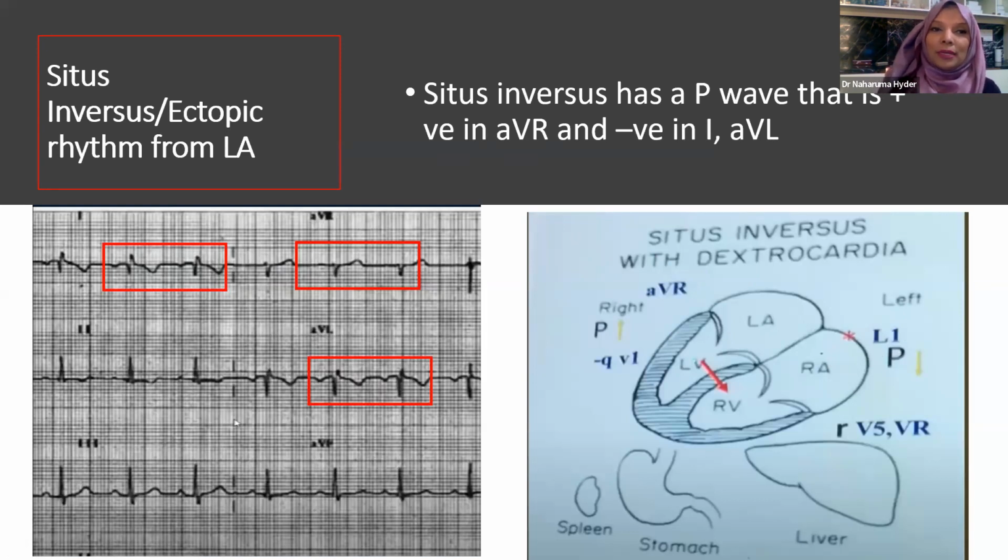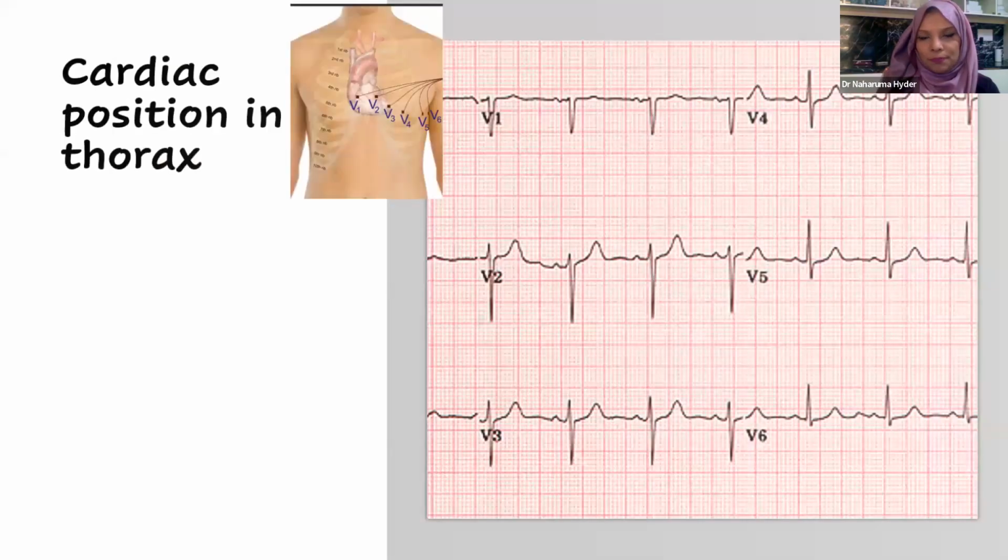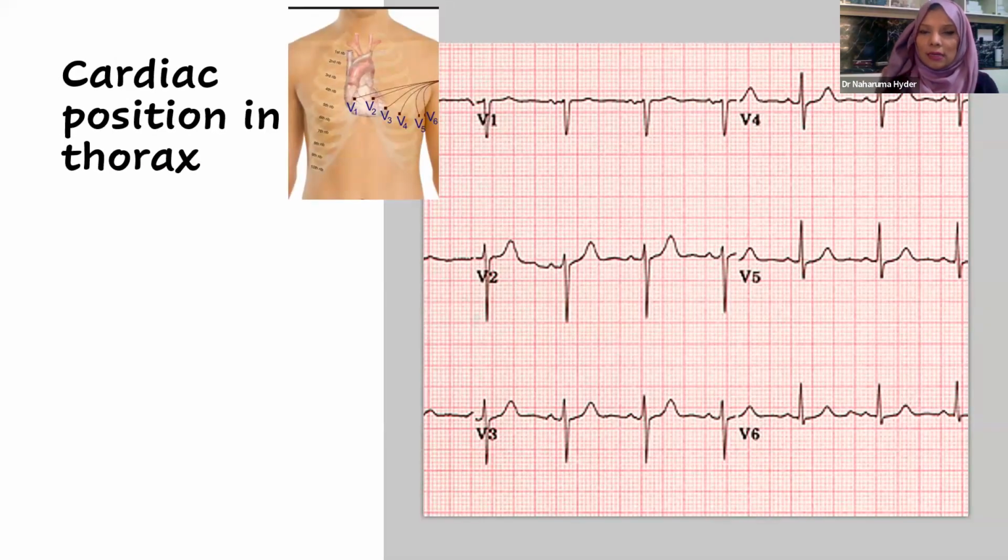But it might also be an ectopic rhythm from the left atrium. That means if the left atrium is on the left side and there is an ectopic rhythm, it can also present like a right axis of the P wave. So we have to ensure that. Next to the situs confirmation, we have to know the position of the thorax and whether there is levocardia or dextrocardia.